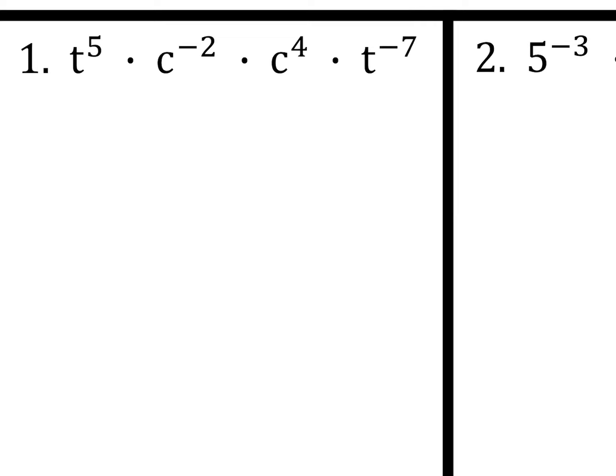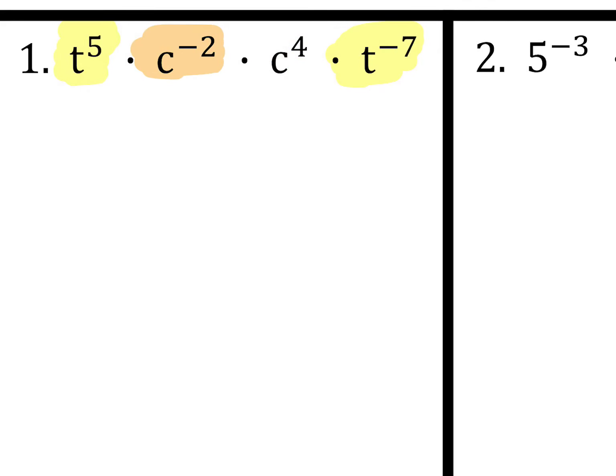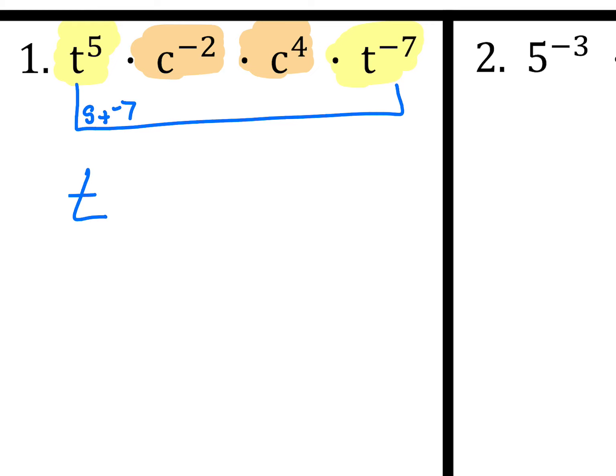Here we have a bunch of things being multiplied. What's important is to identify like bases. T to the fifth has a like base of t to the negative seventh. Likewise, c to the negative second has a like base of c to the fourth. When we combine these, we're going to be multiplying t to the fifth times t to the negative seventh. As you recall from our rule, we're going to keep our base of t, and we're going to add our exponents. So 5 plus negative 7. That gives us t to the negative second.